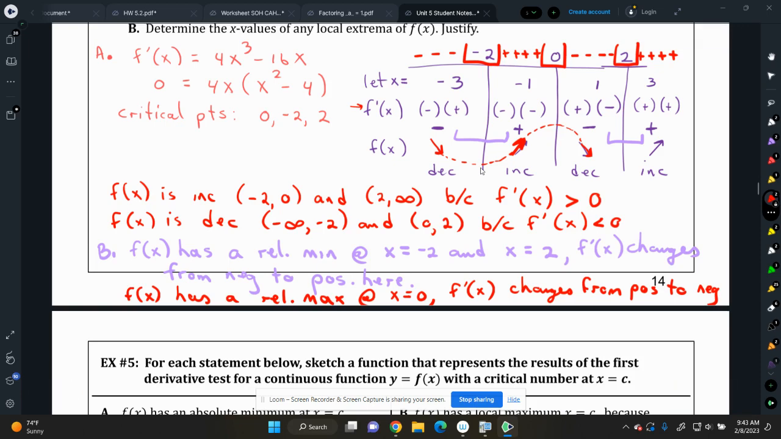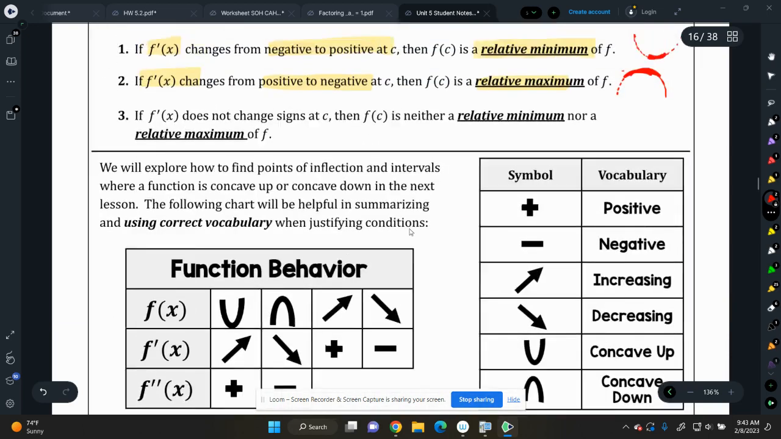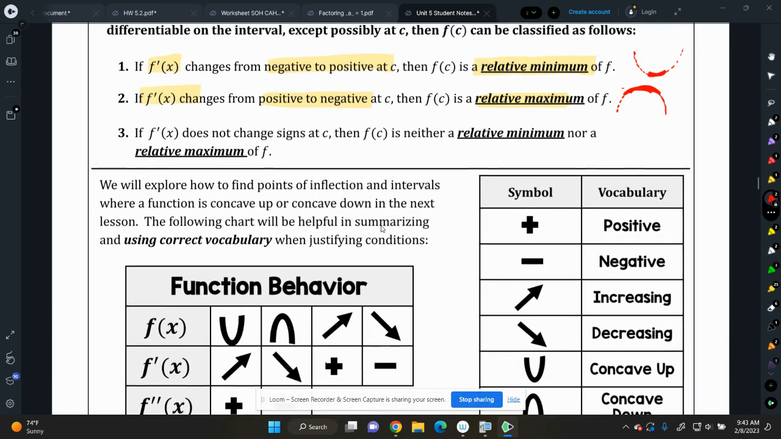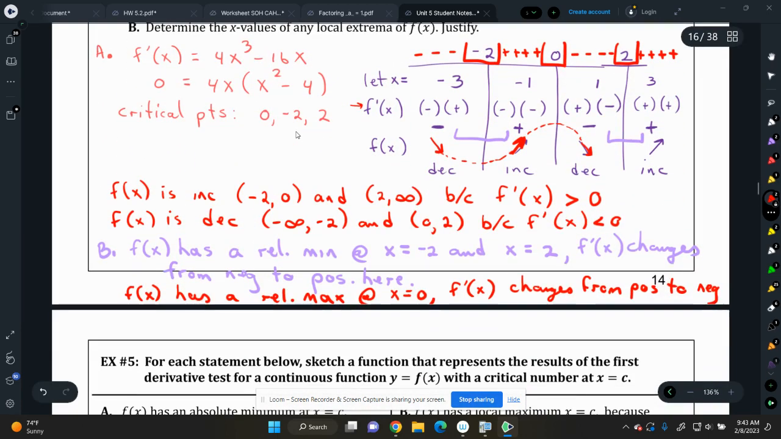Notice I didn't say it's going from increasing to decreasing there. I used the wording that the first derivative test is given. I'm not 100% certain that they would mark you off for that, but just to avoid that possibility, let's use this terminology. I said positive to negative instead of saying increasing to decreasing, although it really means the same thing. Okay, questions? You feel comfortable with this? We've hit this a little bit already, right?